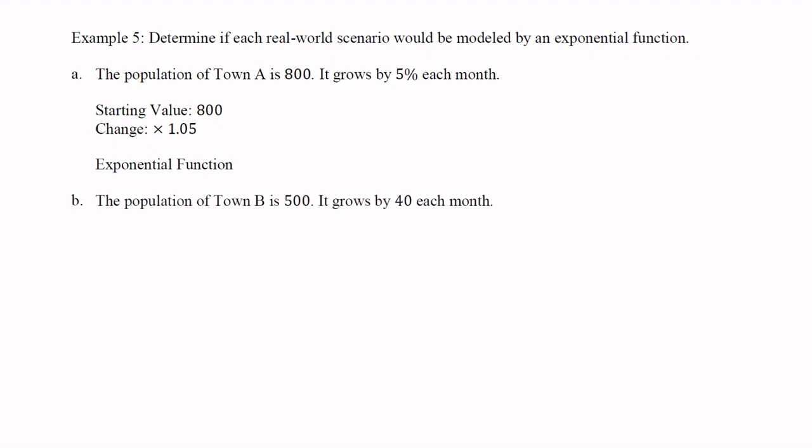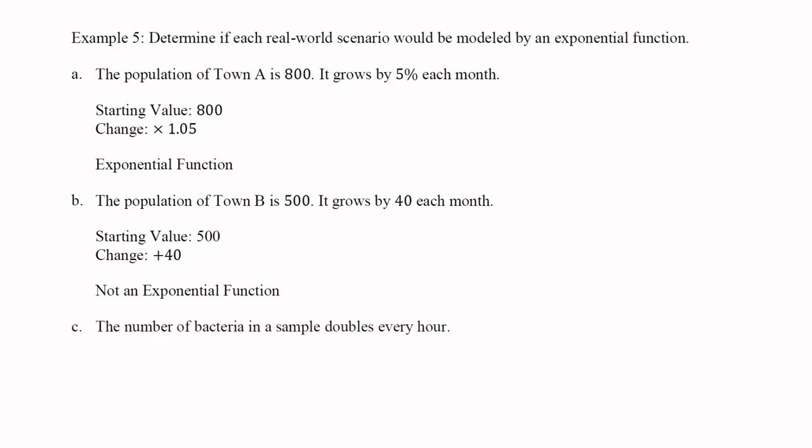The population of town B is 500. It grows by 40 each month. Since we're adding the same amount each month, adding 40, then adding 40, then adding 40, it is not going to be exponential. It's actually going to be linear. But here, we're just identifying that it is not an exponential function.